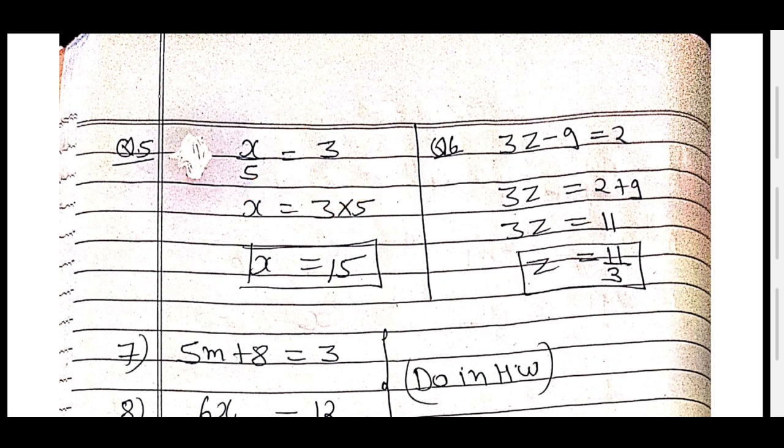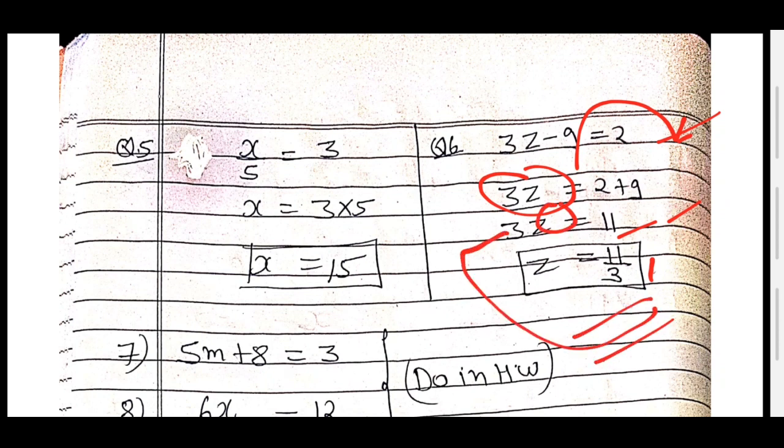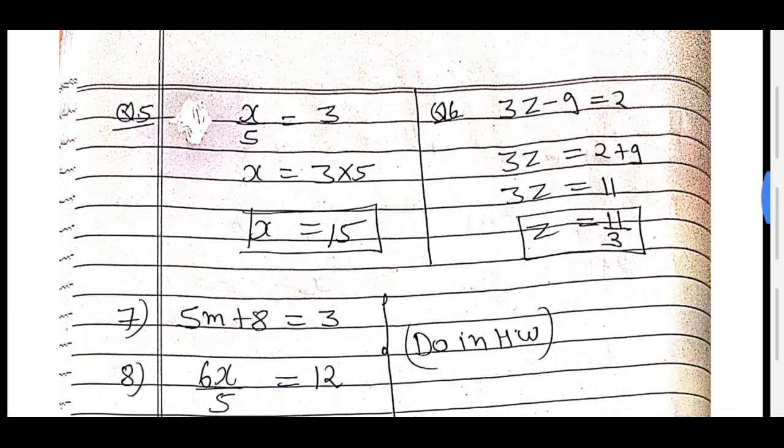Now come on sixth part. 3z minus 9 is equal to 2. When this number come to this side, it become plus. So it become 2 plus 9. When you add, become 11. Here remain 3z. Now you make z alone. This 3 in multiply, it become in divide. So your answer is become 11 by 3.